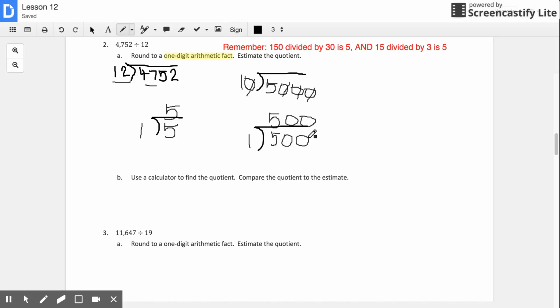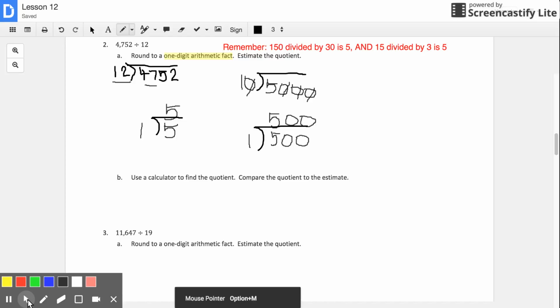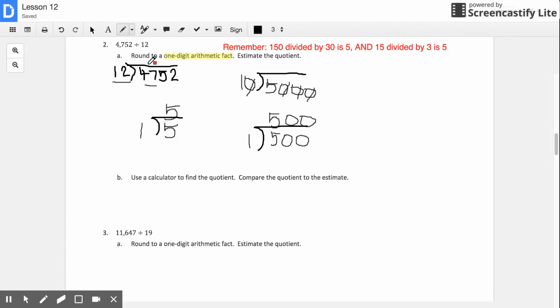So using a calculator, we will find the exact answer, the quotient. 4,752 divided by 12 is going to be 396. And so let's compare 396 to 500. Well, at least they're still in the hundreds. It's close. It's not as close as the last problem, but it's close. So we're happy with that.